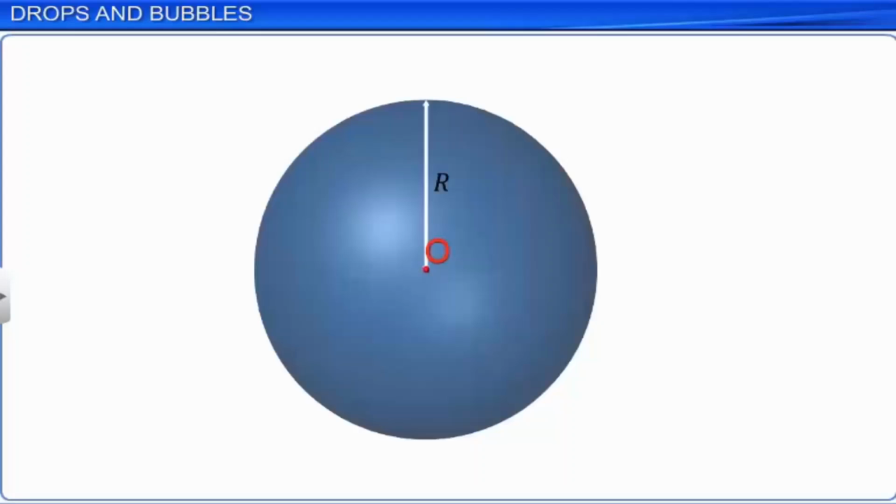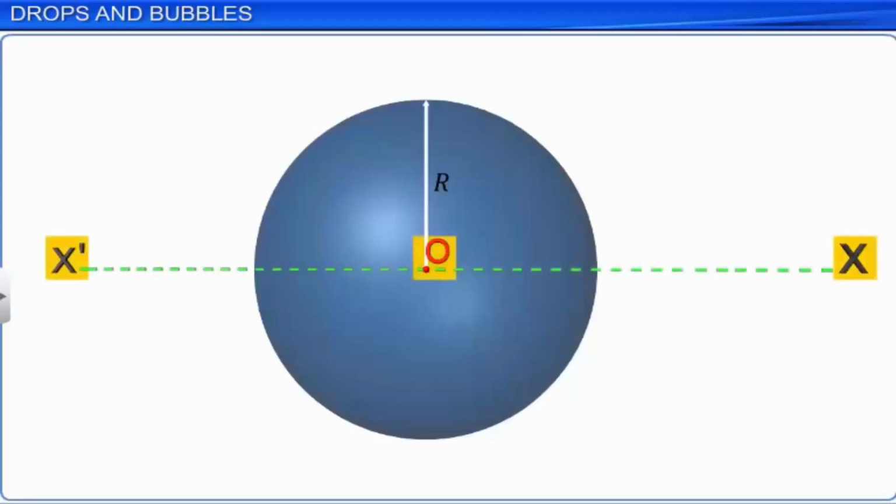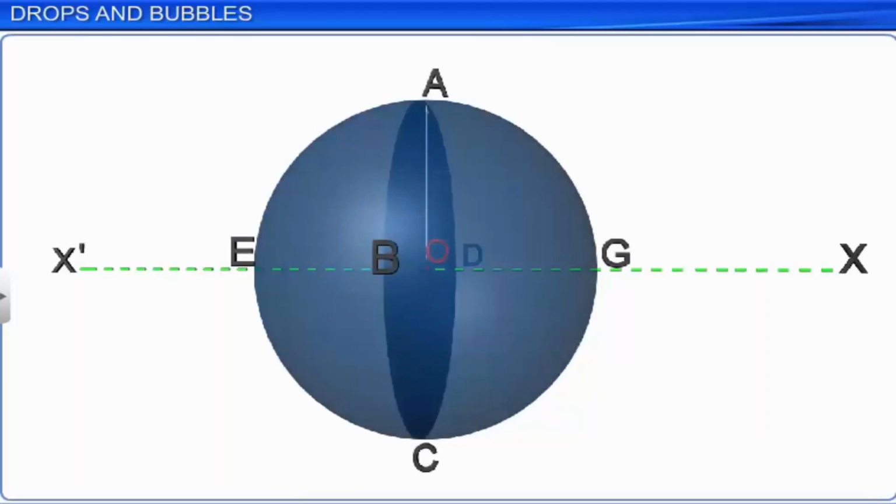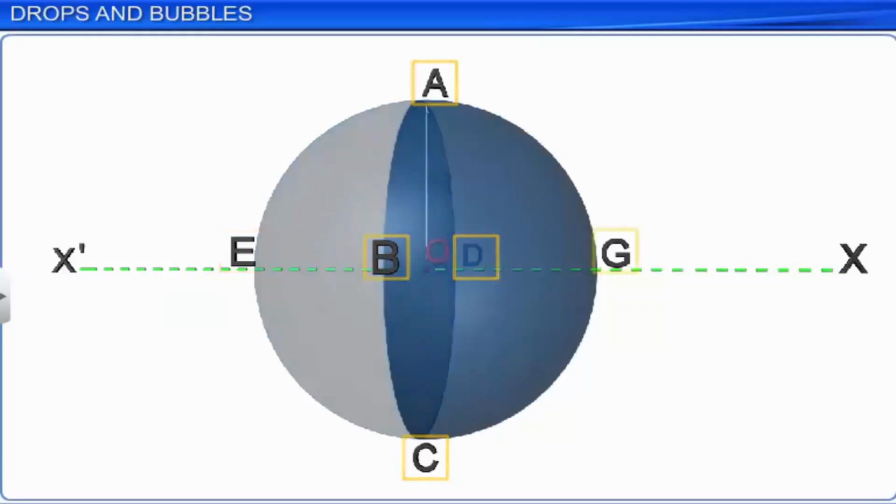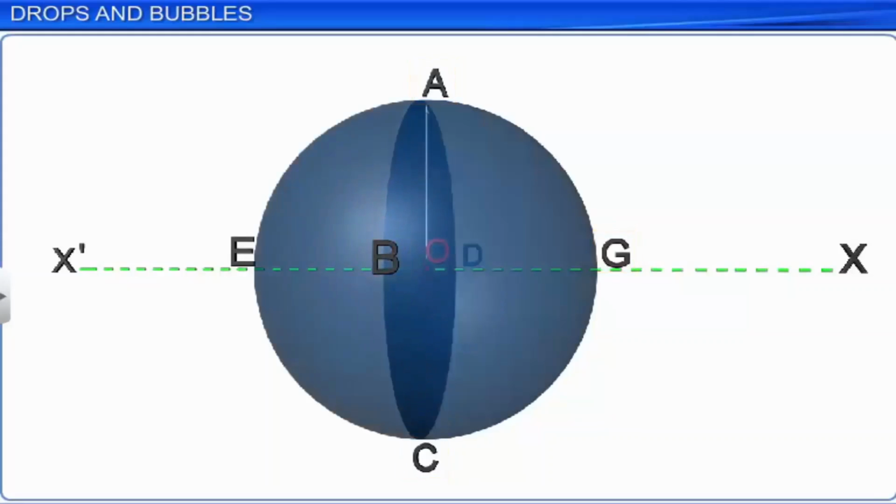O is the center of the sphere and XOX' is the axis of symmetry of the sphere. For convenience, consider a diametric cross-section ABCD of the drop. This cross-section divides the spherical drop into two hemispheres. ABCDE and ABCDG are the two hemispherical surfaces of the hemispheres formed. The circular surfaces of the hemispheres touch each other along the circumference of the circle ABCD.